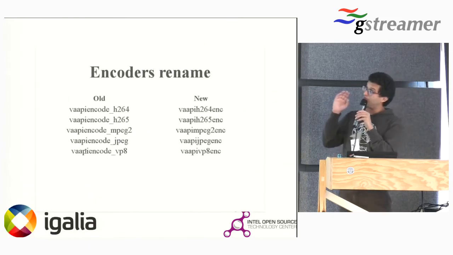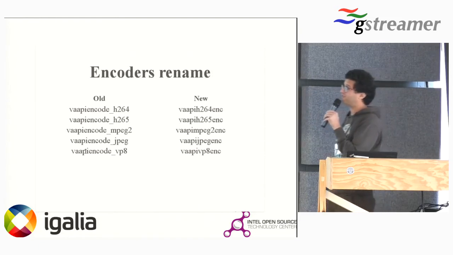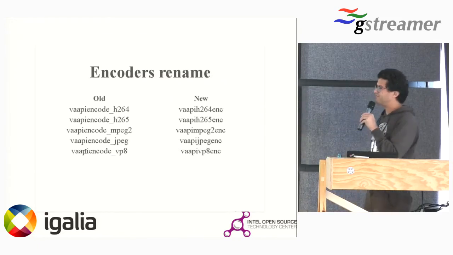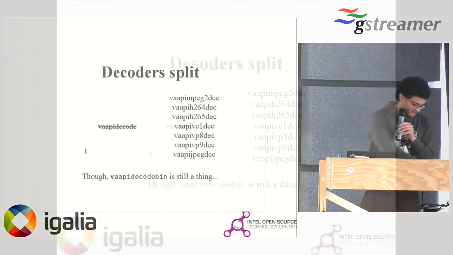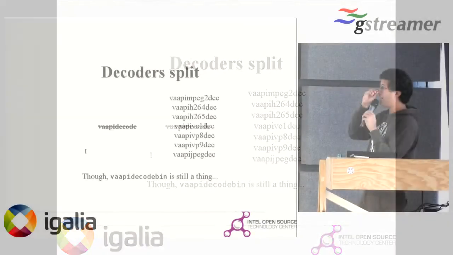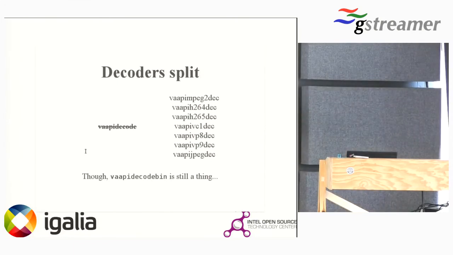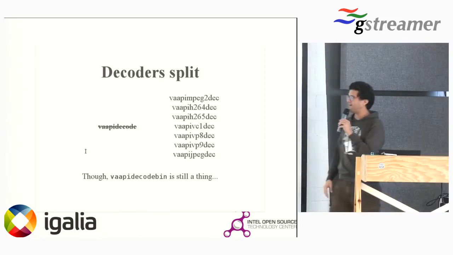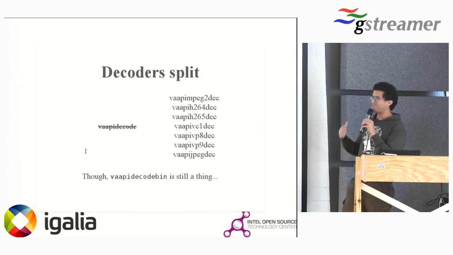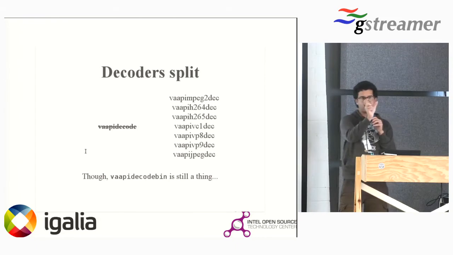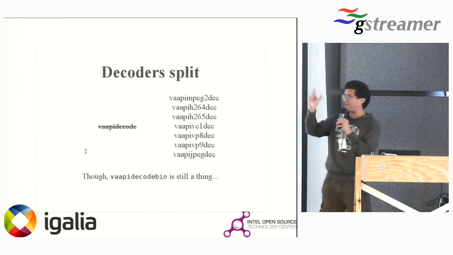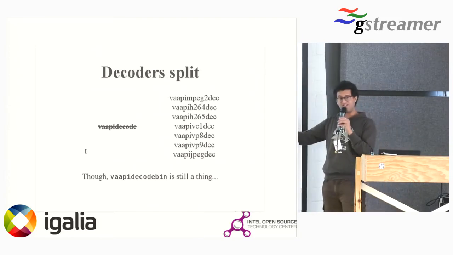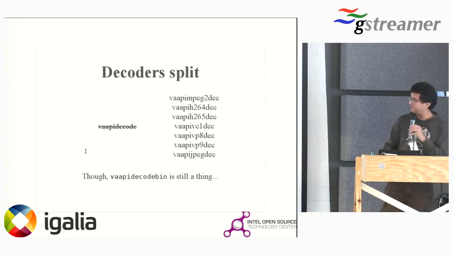Another big change that is important for users is that we have renamed the encoders. We changed it from this structure to one more aligned to the GStreamer project, which is more intuitive. We have also split the decoders. In the past we had only one decoder sharing all the codecs. Now we have split it, following the rules of GStreamer, for each codec. But we still have this vaapidecodebin, which is a bin that has inside the decoder, the VA-API decoder, and the post-processor. This is useful because of interlacing, we have to do this. So they're still there, and still auto-plugged by decodebin.